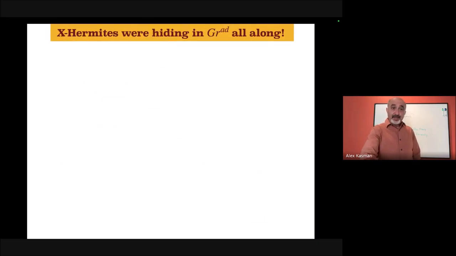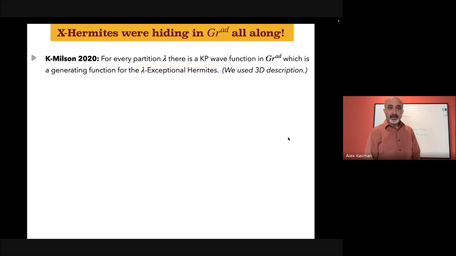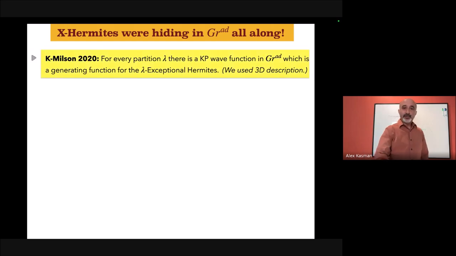So what do I mean when I say the exceptional Hermites were hiding in the Adelic Grassmannian all along? What I'm describing is the results of a 2020 paper that I wrote with Rob Milson. We didn't describe it in terms of Calogero-Moser matrices at all. We used that 3D description, so I'm not going to say it the way we did, but I'm going to give an equivalent result in the language of what I've been saying in this talk in terms of those Calogero-Moser matrices. So for every partition lambda, there's a KP wave function in the Adelic Grassmannian, which is a generating function for the lambda exceptional Hermites.